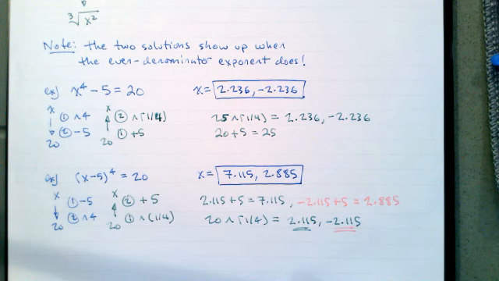And in addition to that, we have to remember that the two solutions show up when the even denominator exponent shows up. This only seems like it's a lot to remember because it's a lot to remember, and you have to remember all of it all the time in perfect detail. So it just takes practice.